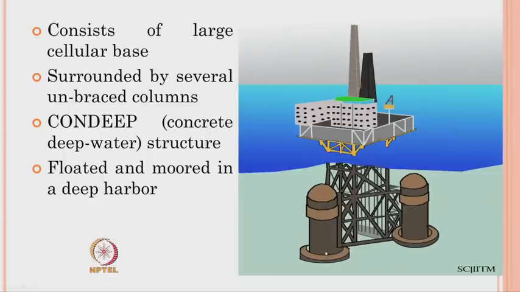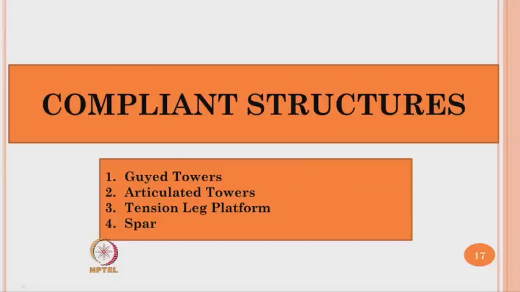A typical famous platform constructed of concrete is Condeep. Con stands for concrete, and when it was commissioned it was one of the deep waters, therefore, we call this a concrete deep water structure. The entire structure was floated and moved in a deep harbor before it was commissioned at a specific location.